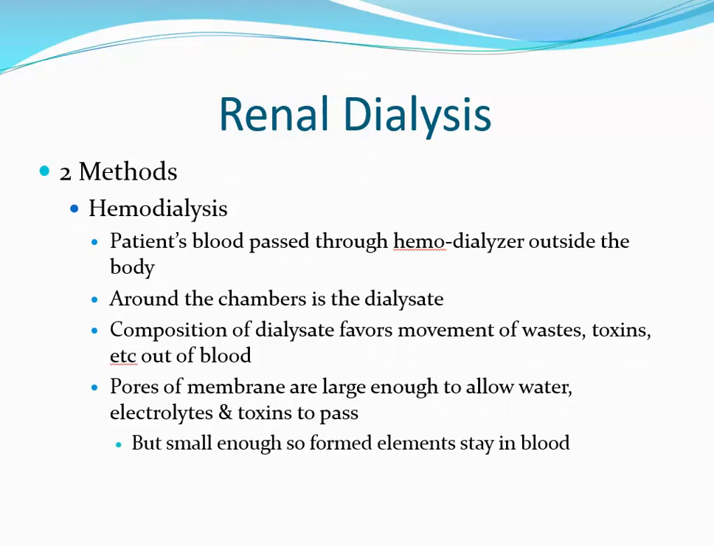Around these chambers, you will find the dialysate. The composition of the dialysate favors the movement of waste, toxins, and unwanted electrolytes out of the blood, and any needed substances into the blood via diffusion. The pores of the membrane are large enough to allow water, electrolytes, and toxins to pass, but small enough so that the formed elements stay in the blood.